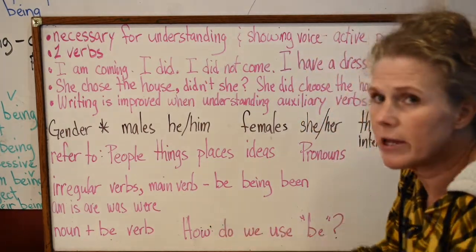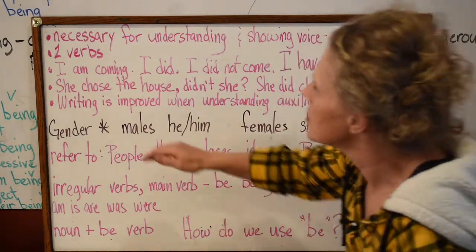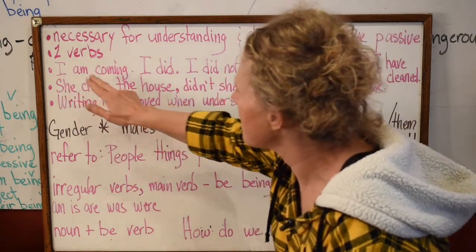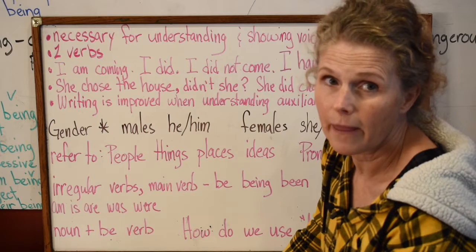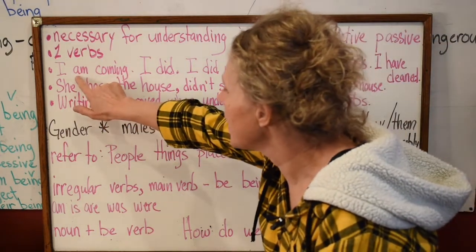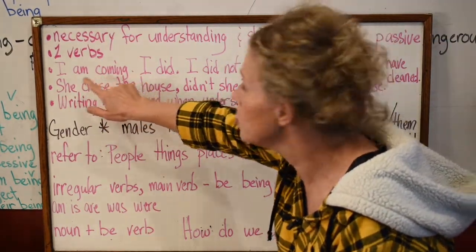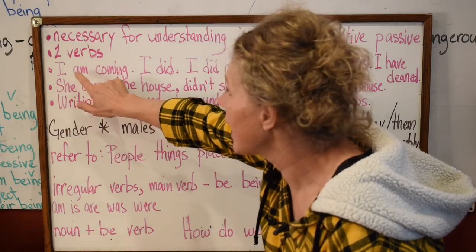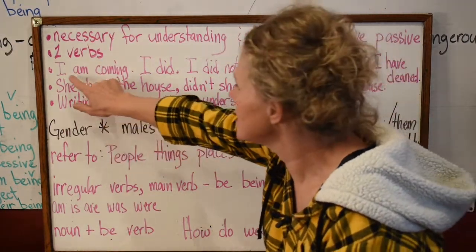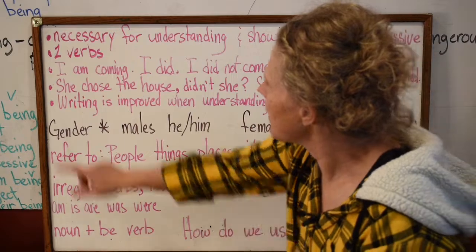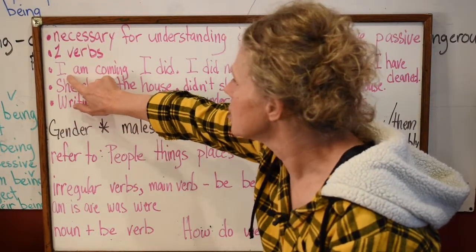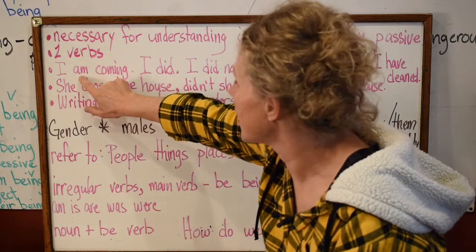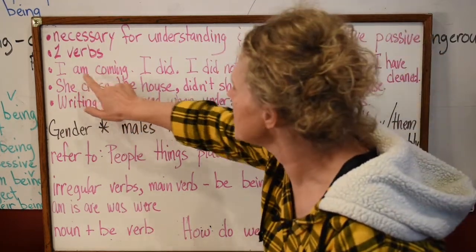All right, so now here are some sentences that show you what I mean. I am coming. What kind of verb is this? It's helping. This is a helping verb. This helps this verb. I am coming. So see how this right here, what person is this? First person. So you have to use am for that. I am coming. So see, two verbs.